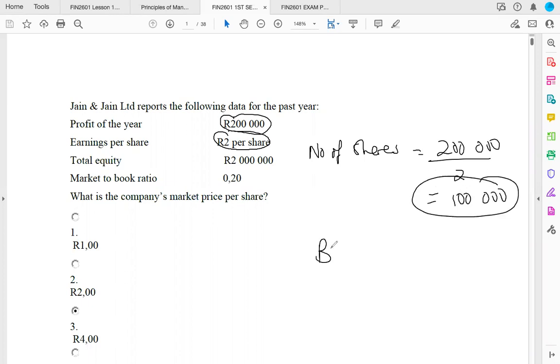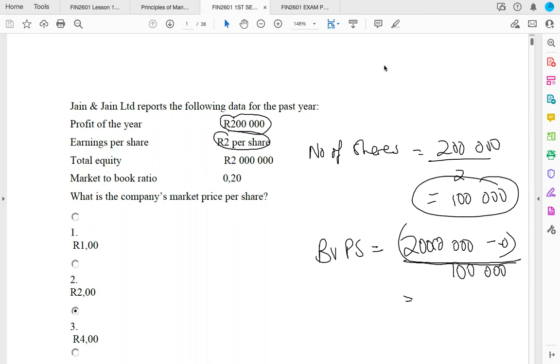And then we can get the book value per share by taking our total equity minus preference share capital, but we don't have preference share capital here, so we don't have to worry about that. We just want the book value per share for the ordinary shares, right? So we take our total equity minus preference share capital, divided by the number of shares.